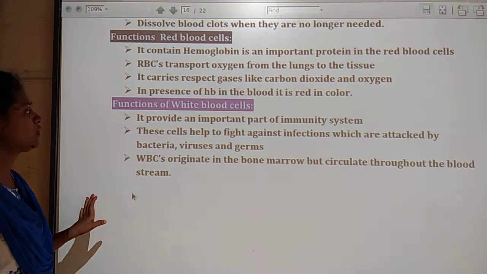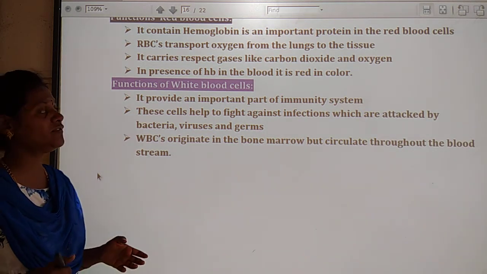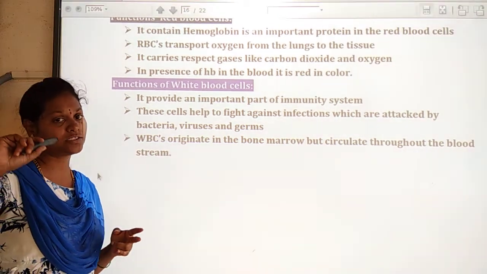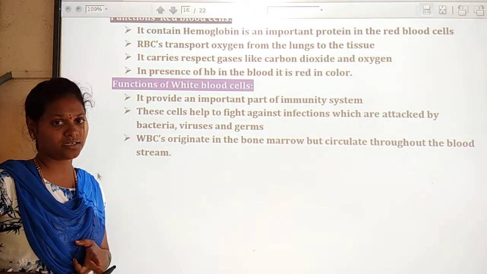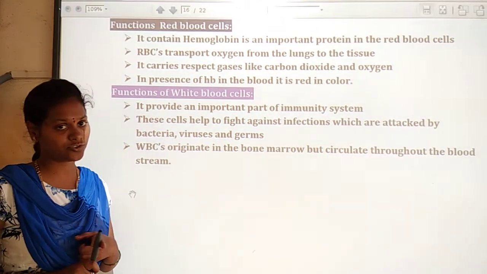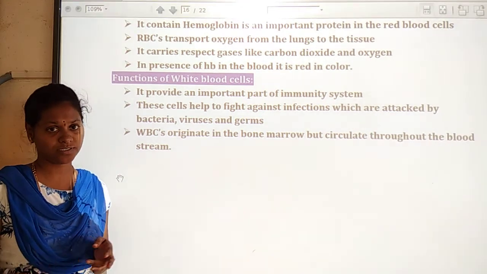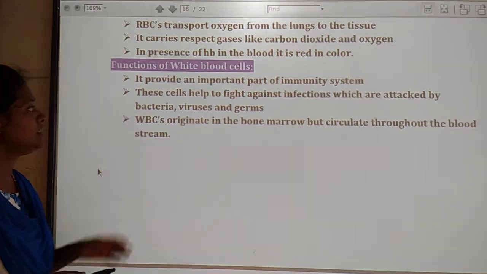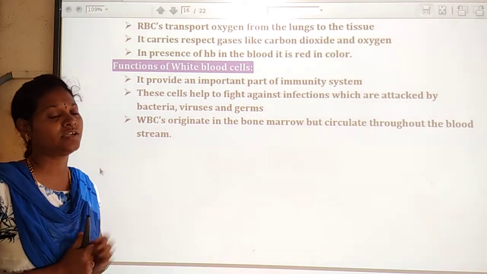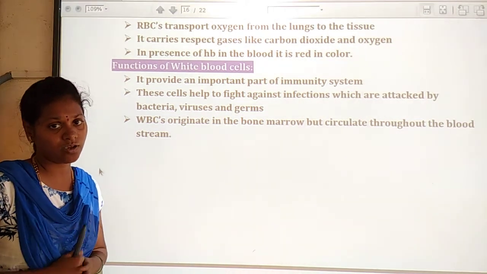So next one is what? Functions of the white blood cells. So what is the function of the white blood cells? In our body, white blood cells are as important as the red blood cells. Look here, they provide an important part of the immunity system or immunity power. So here these white blood cells provide us some immunity power in the body or in the blood.